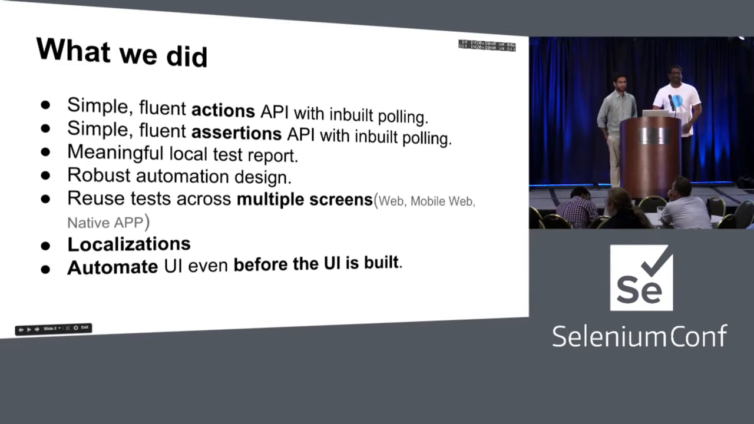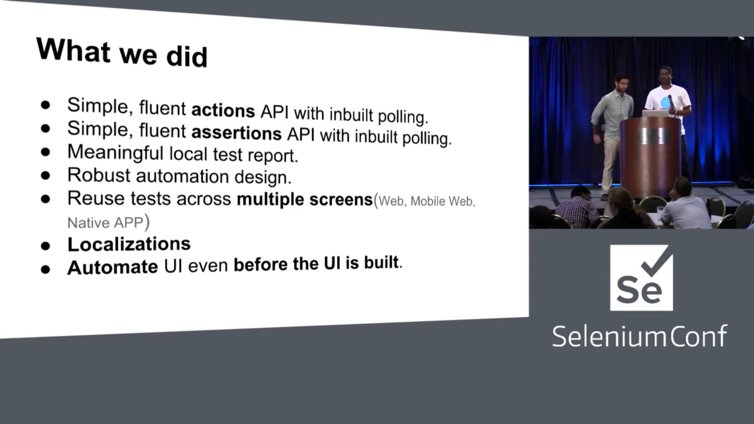So what we did was a few simple things. First, we felt the need for a simple fluent actions library that also handles polling. We also wrote an assertions library which has inbuilt polling as well. Then we also have a meaningful local test report for the tests to be analyzed. And then we also felt the need for robust automation design.